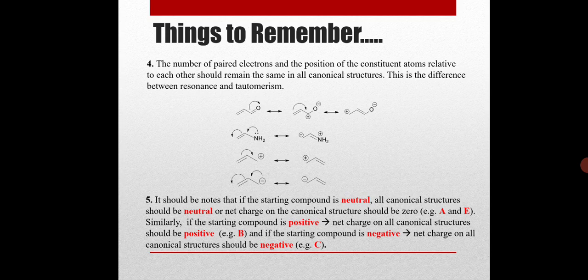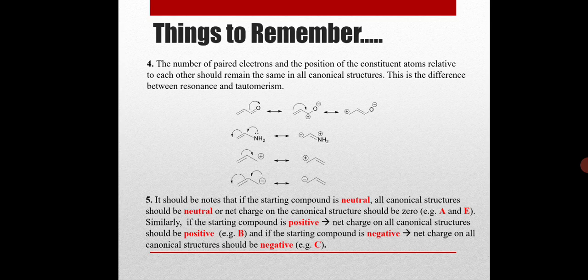Look at these examples. When we start with a neutral compound, the canonical structure, though it has a positive and a negative charge, has this positive charge nullified by the negative charge, and the net charge on the compound is 0. Similarly, in this canonical structure also the net charge is 0. So we started with a neutral compound, and in all the canonical structures the net charge is 0.